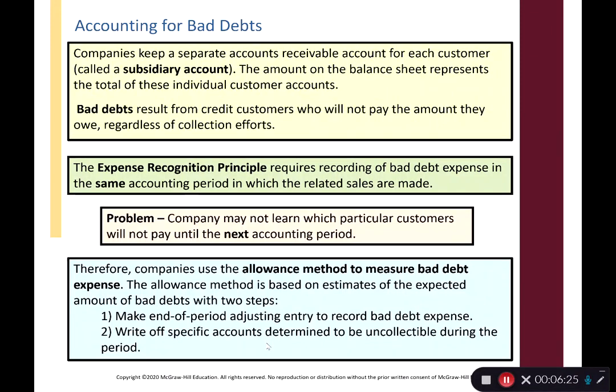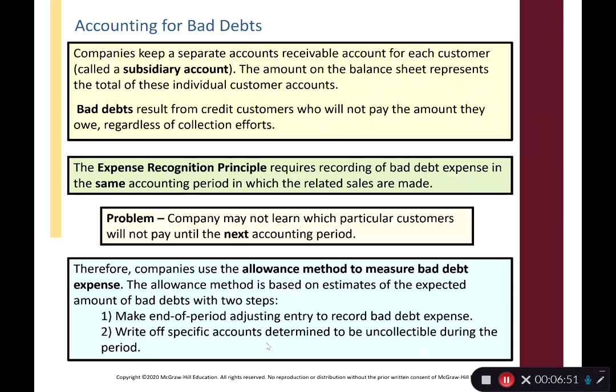Well, companies keep a separate account receivable account for each customer in what's called a subsidiary. The amount on the balance sheet represents the total of all of those individual customer accounts. We need to track the receivable balance by customer because we need to know who owes us the money. It's not enough to know we're owed $100,000, let's say. We need to know who exactly owes us that money so we can go after them if they don't pay.